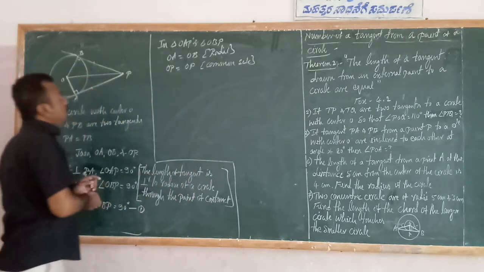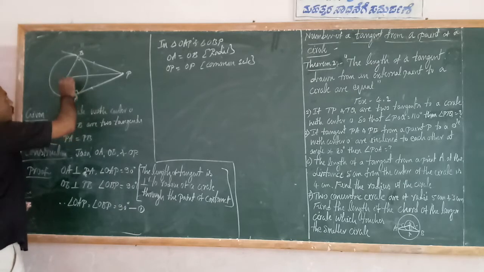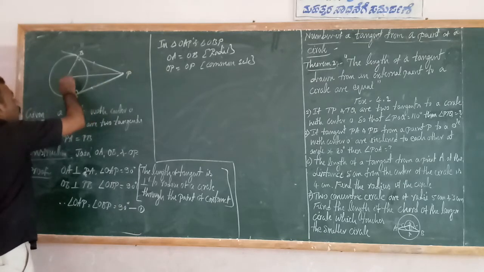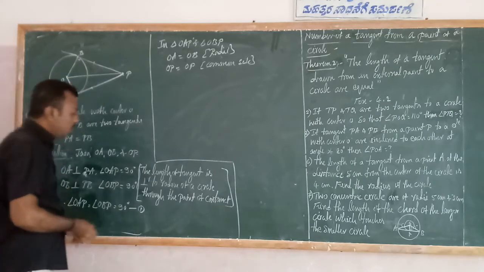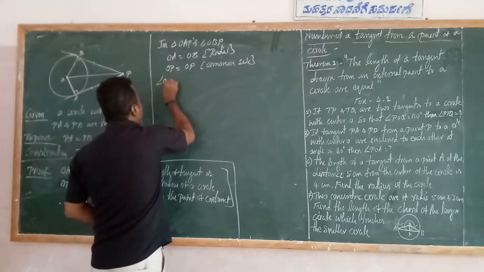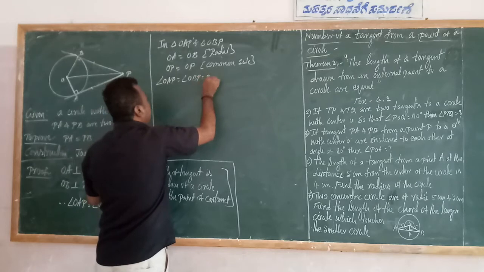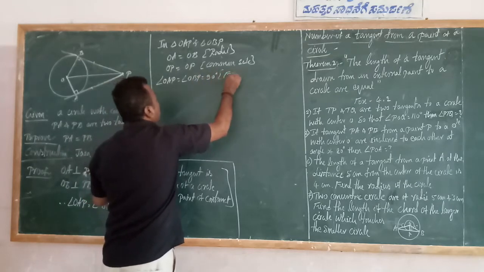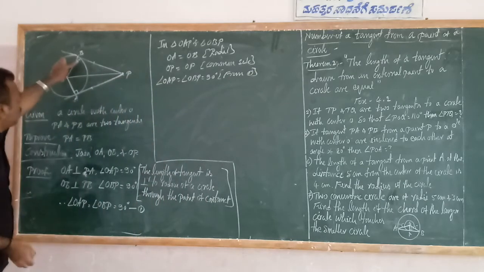And another one you want, so that is angle OAP is equal to angle OBP. These two angles are equal because of 90 degree. So from 1, angle OAP is equal to angle OBP, which is equal to 90 degree. So from 1, see, this is 90 degree.